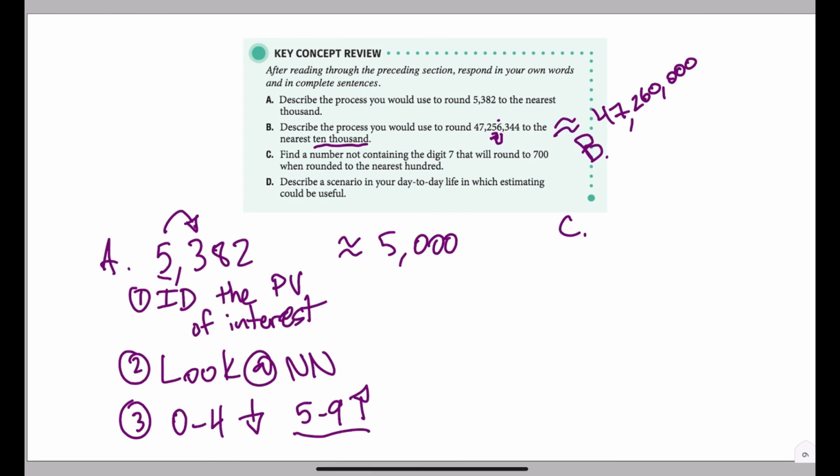Let's look at C. Find a number not containing the digit 7 that will round to 700 when rounded to the nearest 100. Oh, okay. So let's look at a number like 683. There's no 7s in it. However, if I round it to the nearest 100, that's this place where the 6 is, it's the neighbor number that helps me decide. The 8's a big number, so it pushes my 6 up to a 7. So 683 is pretty close to 700. And the rules for rounding, right, whether you're halfway to the next number or not, that's what matters.